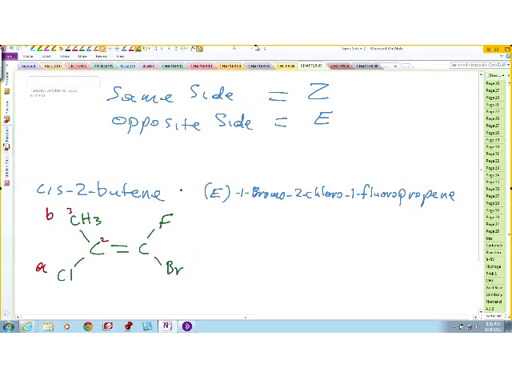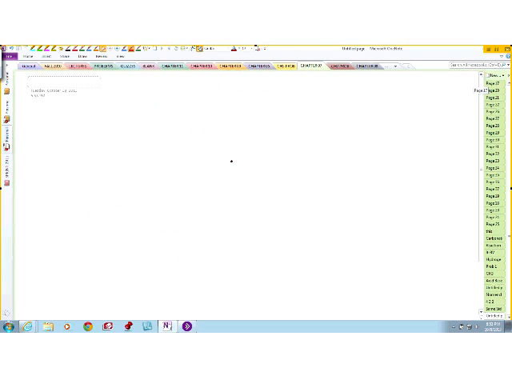Well, as long as you put the same priority on the same side. You know, this is priority B and priority A. Okay, it doesn't matter which one you switch. Okay. Now, let us do another one before we go to another topic.